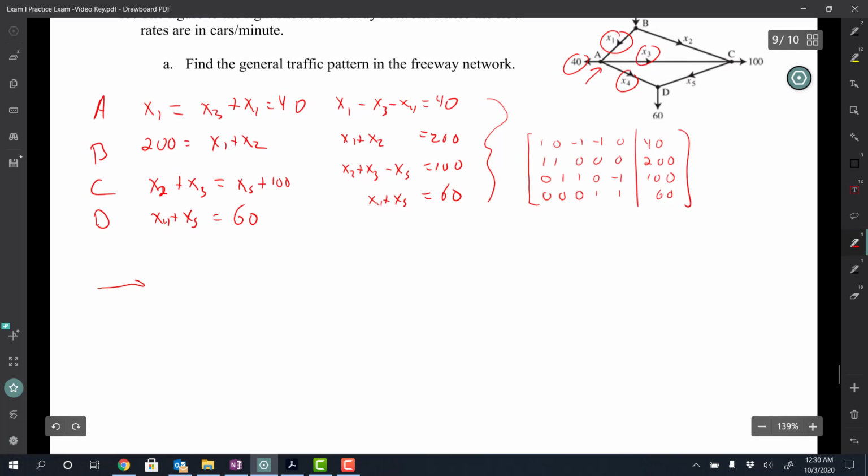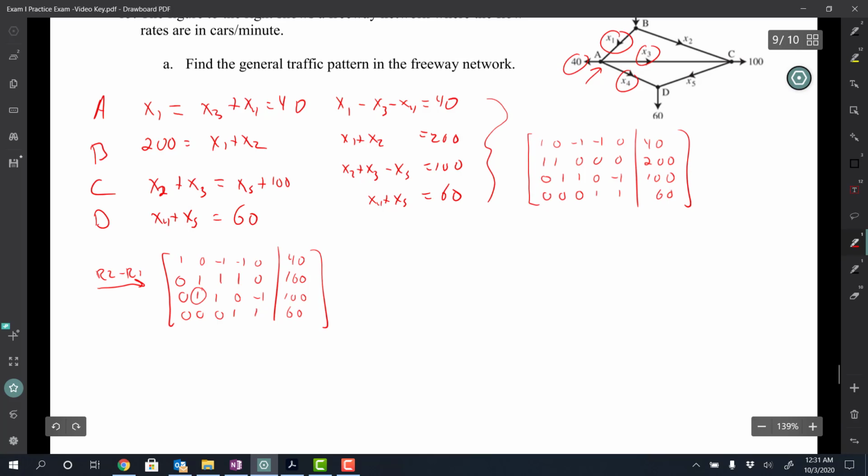My first row operation is going to be row 2 minus row 1. My row 1 will stay the same. My new row 2 will be 0, 1, 1, 1, 0, and 200 minus 40 is 160. From there, I will write out my second and third rows.